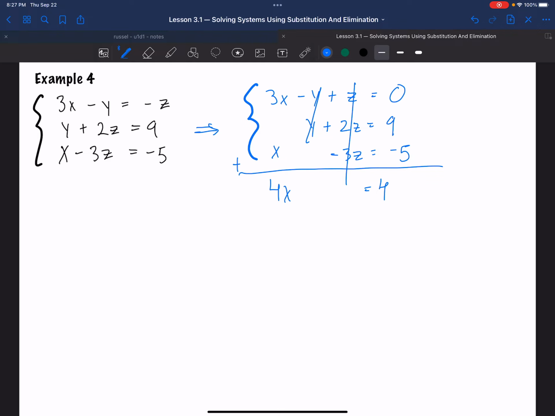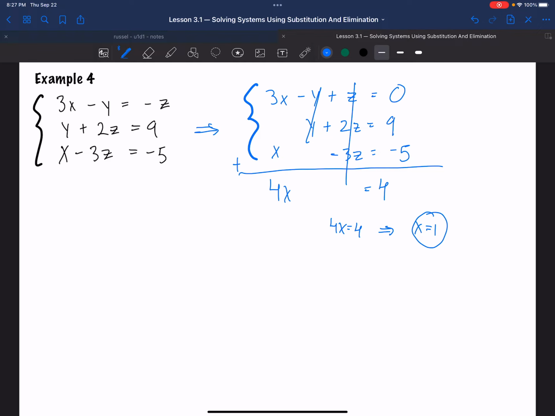So therefore, x equals 1. Right? Because 4x equals 4. So I don't know if I want to write that. That might confuse you guys. 4x equals 4 implies that x equals 1. How's that? Is that a little bit more clear? All right. x equals 1. Nice.